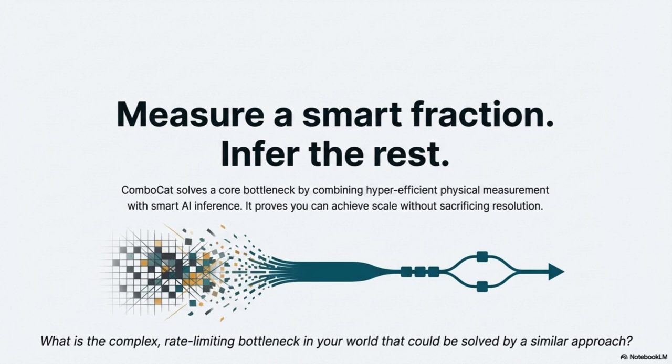So consider this blend of hyper-efficient physical measurement and smart AI inference. What's the complex, rate-limiting bottleneck in your professional or personal world that could be solved by a similar approach? What could you unlock if you could measure just a tiny, smart fraction of something and then accurately infer the rest? Think about that scale.